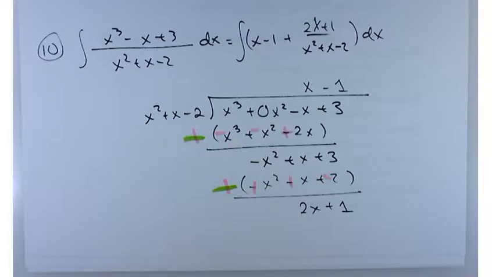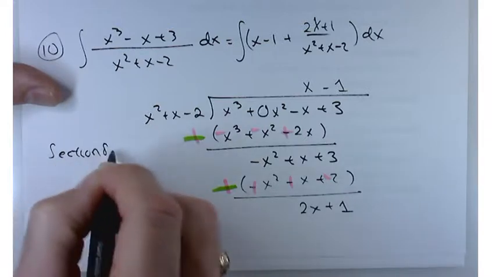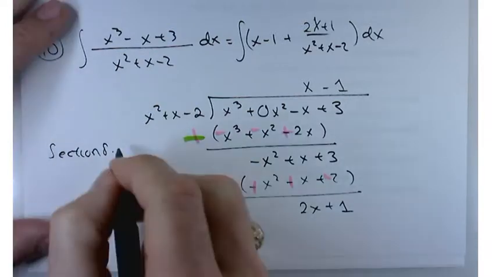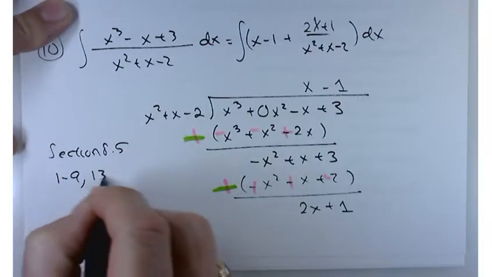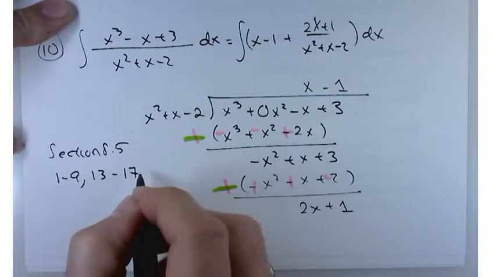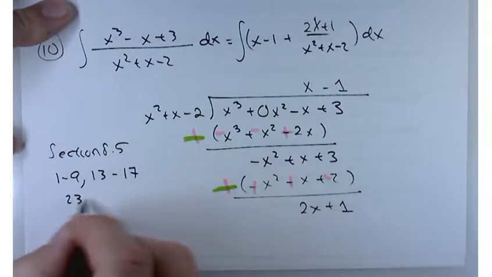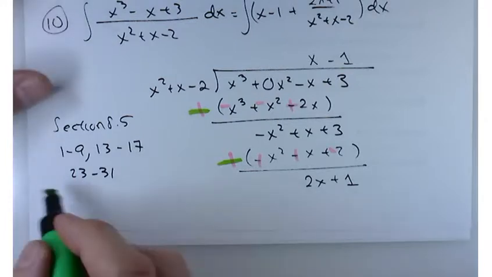Whew. For homework, this is section 8.5. Try 1 through 9, 13 through 17, 23 through 31. Those are just the odds.